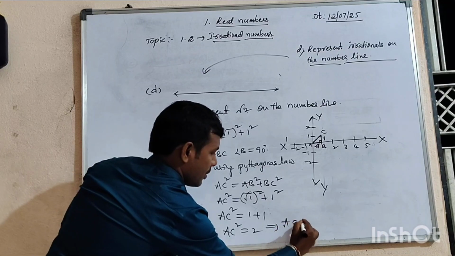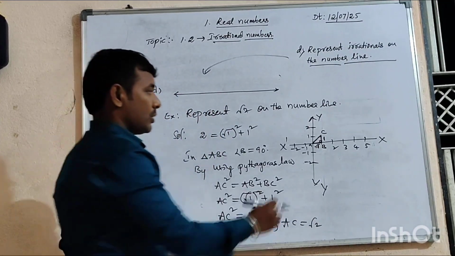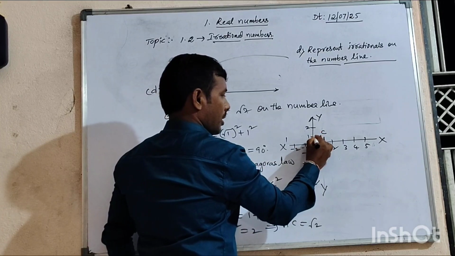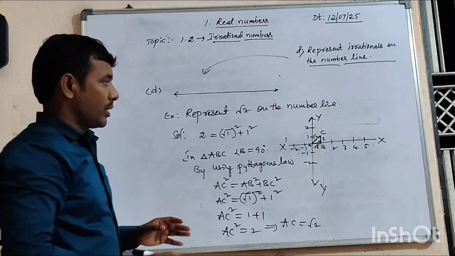Now AC is equal to square root of 2. What happened? I got it. So this measurement tells me square root of 2. Now what to do? Take a compass.